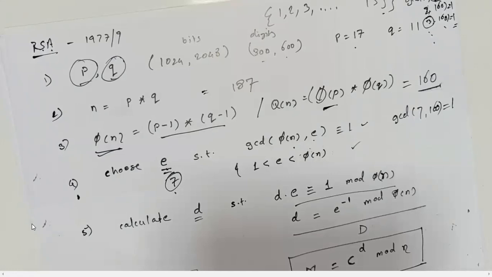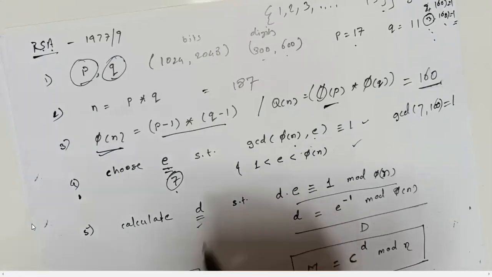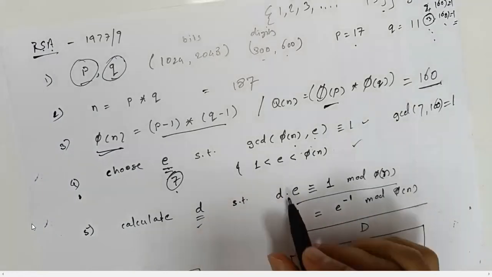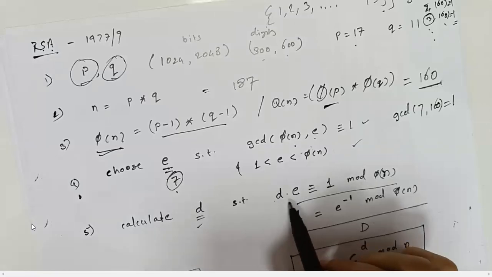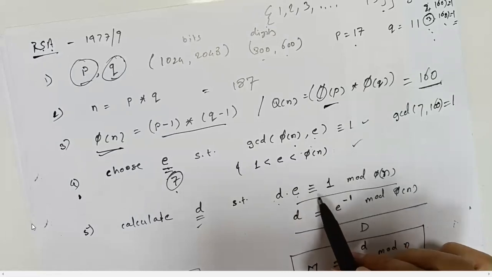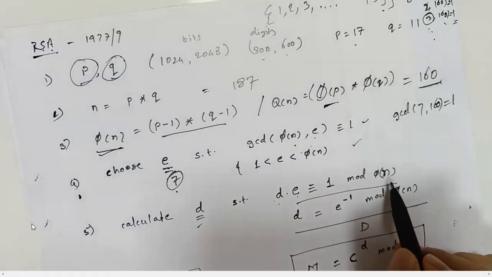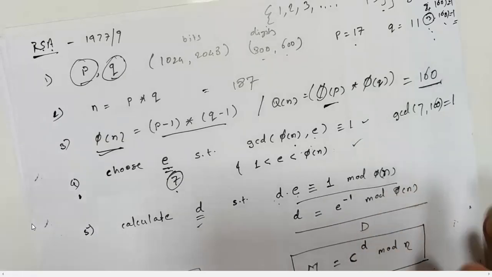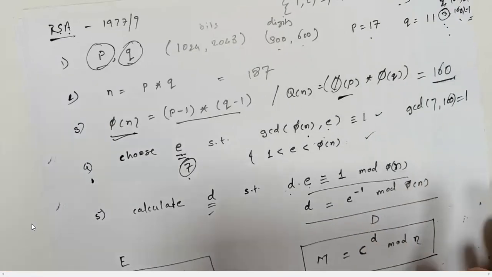Now can you calculate D such that when you multiply E with D, it should be congruent to 1 mod phi of n? Can you do this calculation?